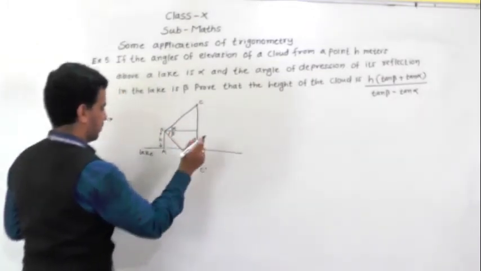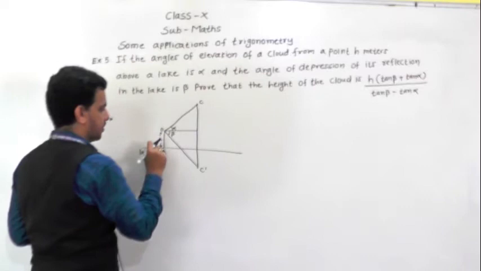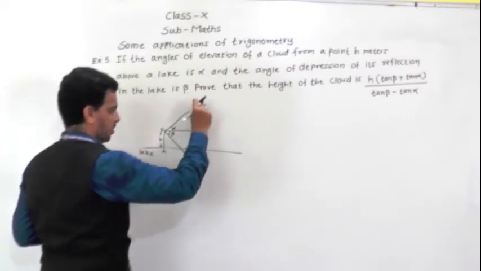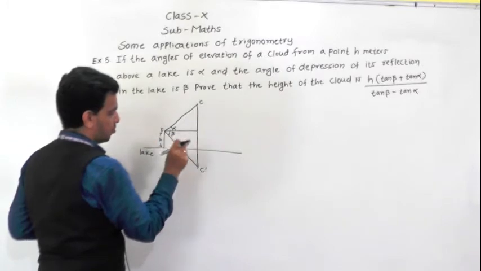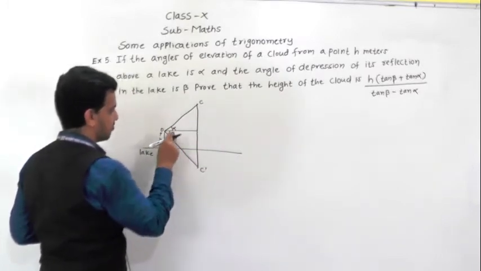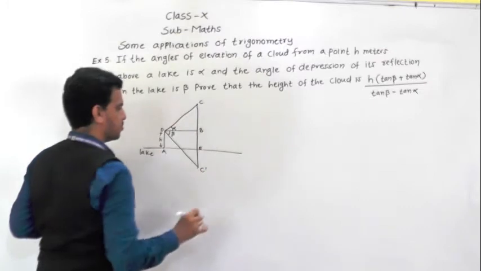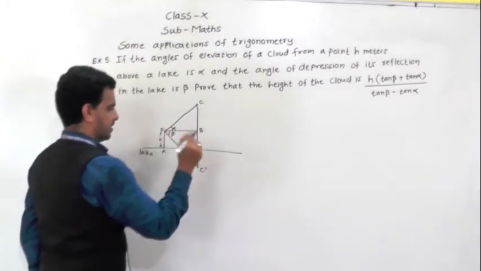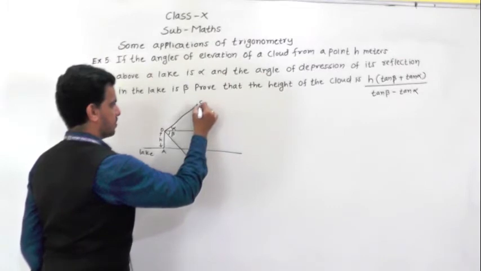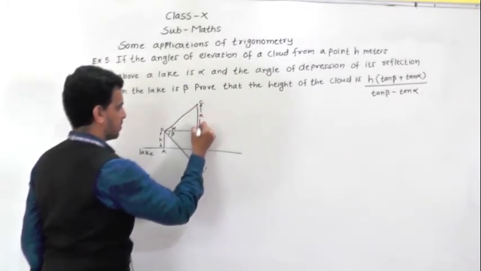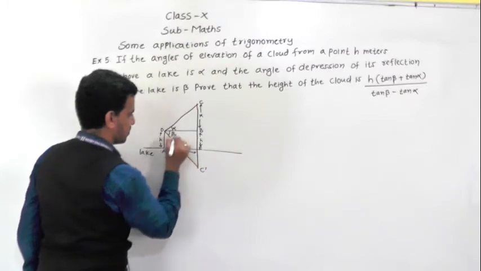Now what is given? From a point D, h meters above a lake, the angle of elevation to the cloud is alpha, and the angle of depression from the same point to the reflection of the cloud in the lake is beta. Here I am giving the name B, and this is E, suppose. If AD is h, this BE is also h. Suppose this distance is x, and suppose this distance is y, which means this is also y.